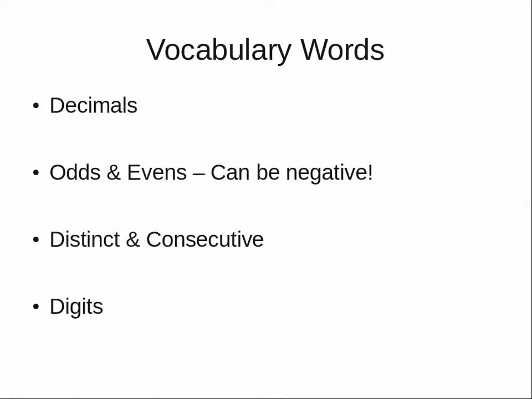Okay. Digits. Digits are the numbers 0, 1, 2, 3, 4, 5, 6, 7, 8, and 9. All right, basically positive integers that you can express with one symbol. Okay.